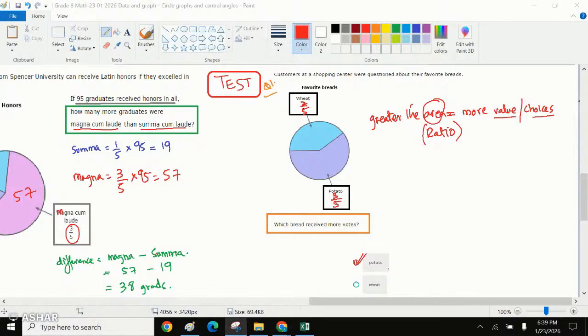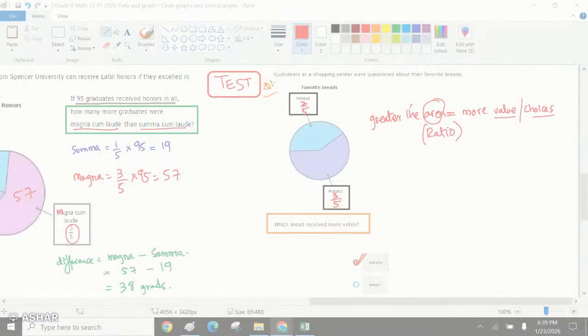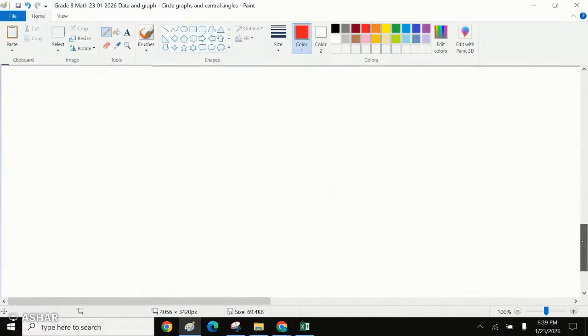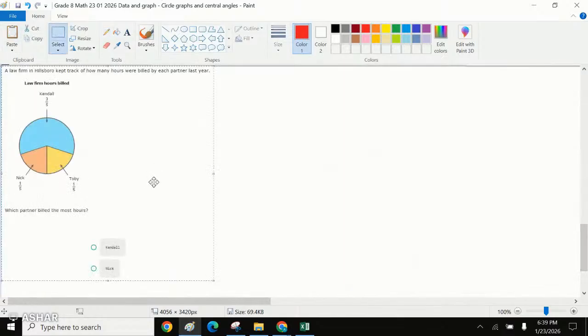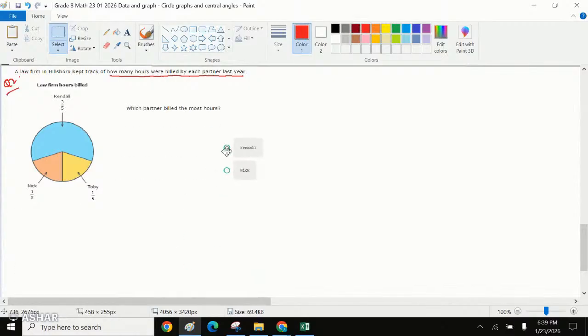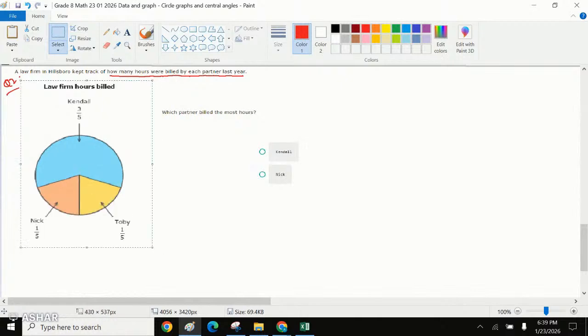Let's look at the next question. Take your time to answer, right? Because we are doing tests so that we know what you understood and where you had difficulties. For question number two, from the test, there's a law firm. They're saying a law firm in Hillsborough kept track of how many hours were billed by each partner last year. I'll just put it on the side so that I can increase the size, which would make it readable.